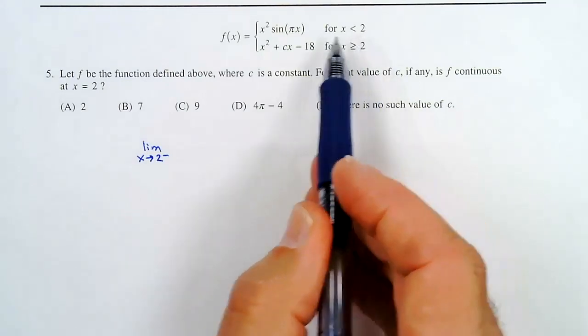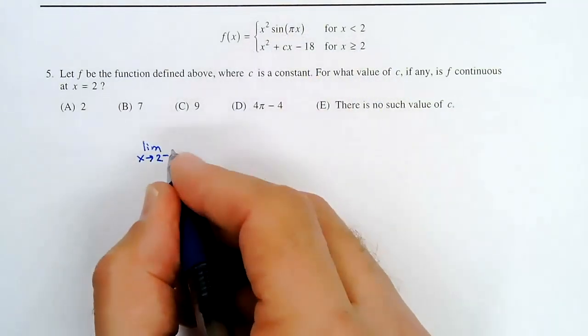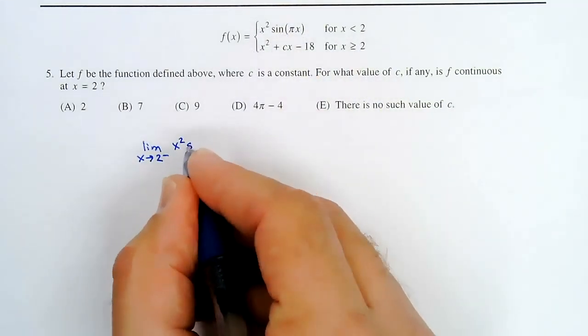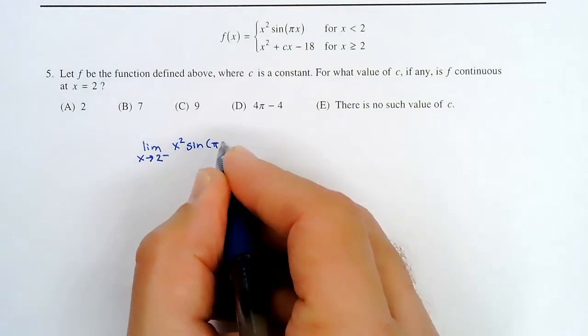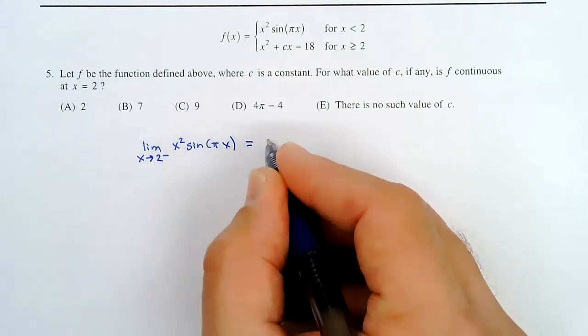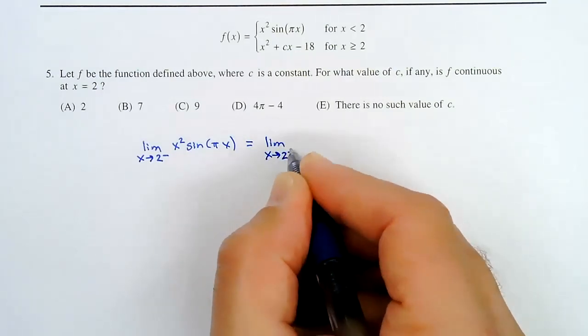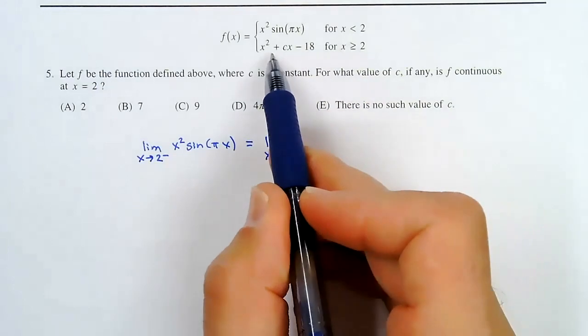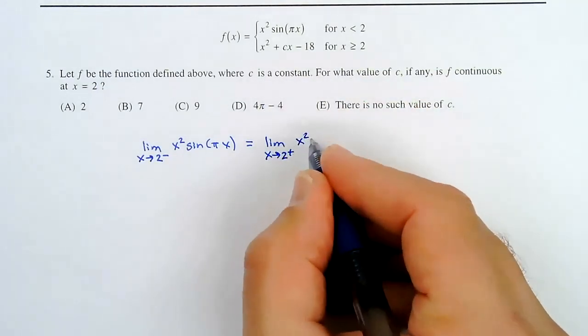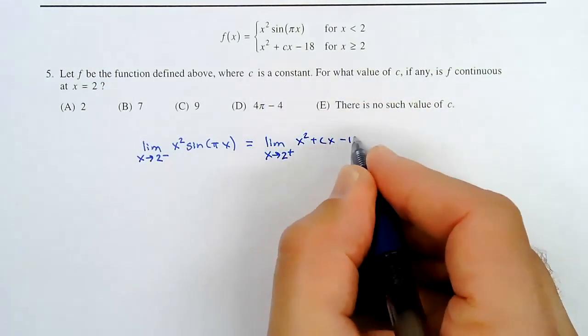Now from the left, we're going to pick this function. So it's going to be x squared sine of pi x, and then that would have to be the same as the limit as x approaches 2 from the right. And from the right, we're going to use this function. So x squared plus cx minus 18.